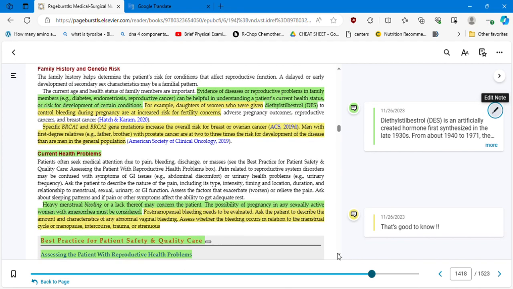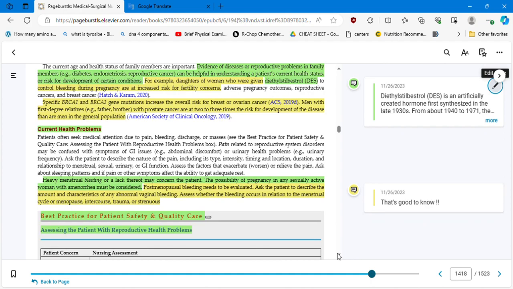Also, you need to check for current health problems. Heavy menstrual bleeding or a lack thereof may concern the patient. The possibility of pregnancy in any sexually active woman with amenorrhea must be considered. Postmenopausal bleeding needs to be evaluated. And that's good to know. Bleeding in postmenopause is a no-no and should be reported and evaluated.